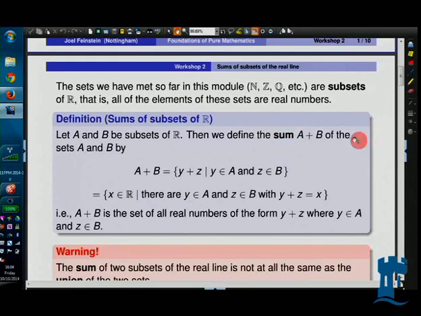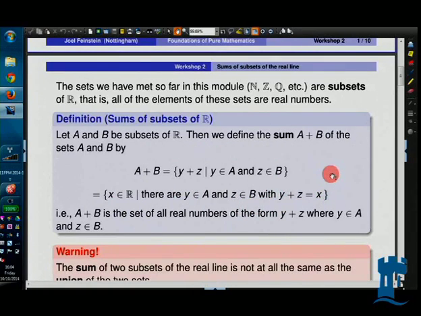So here we are. The sum of two sets is basically everything you can get by adding something in the first set to something in the second set. So you have to find something in the first set, add it to something in the second set. That gets you one of the things in this set. Two ways of doing it. You can either write it as y plus z, where y is in A and z is in B, or equivalently, those real numbers x for which there exists a y in A and a z in B, so that y plus z equals x.